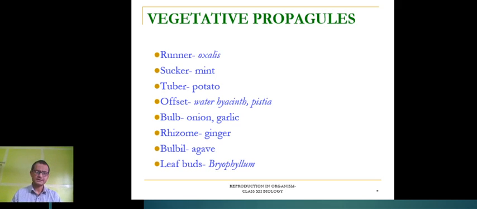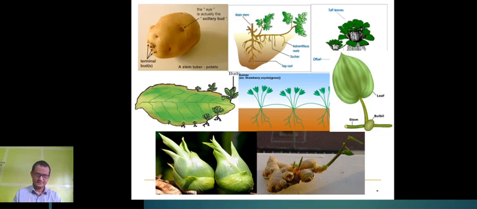There are different kinds of vegetative propagules, like the runner, which you can find in axillary buds, sucker in case of mint, and tuber in case of potato, offset in case of water hyacinth, bulb where you can find the bulb in case of onion or garlic, rhizome in case of ginger, bulbils in case of agave, and leaf buds in case of Bryophyllum.